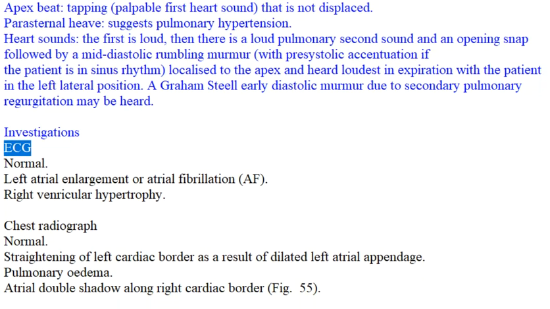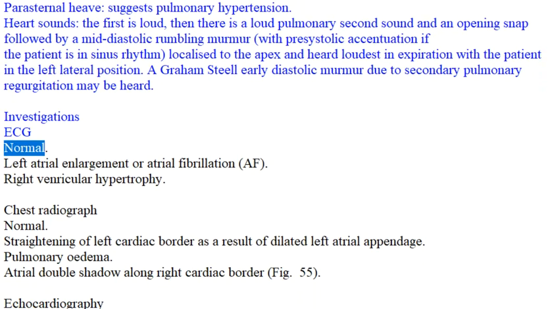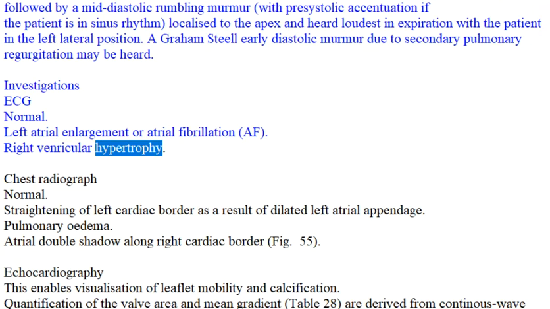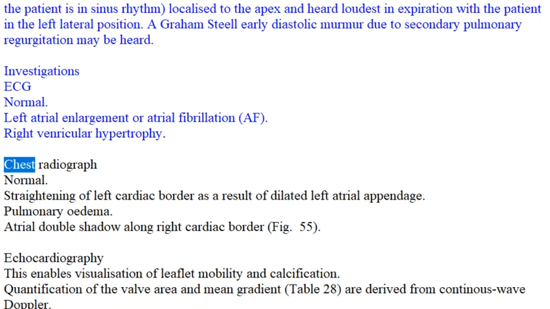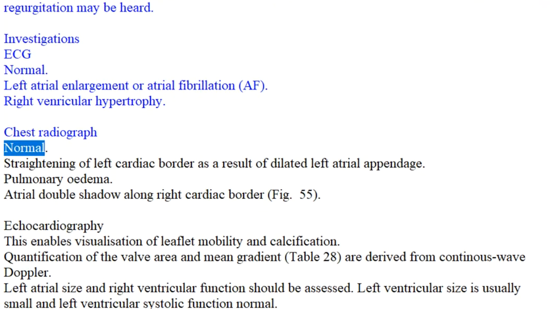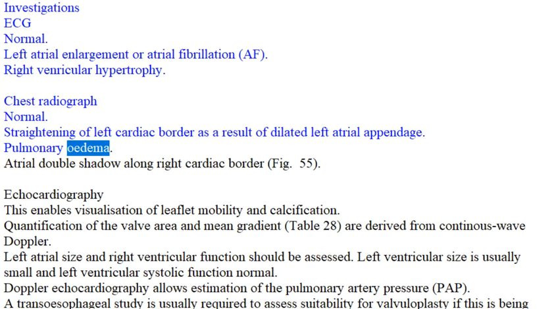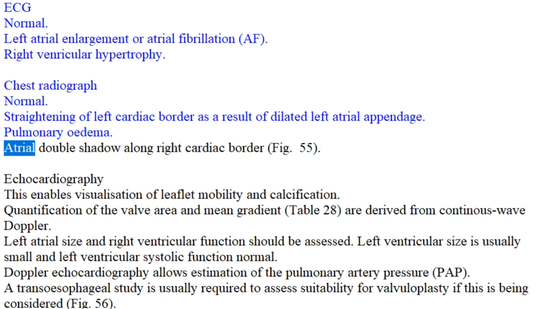Investigations. ECG. Normal. Left atrial enlargement or atrial fibrillation, AF. Right ventricular hypertrophy. Chest radiograph. Normal. Straightening of left cardiac border as a result of dilated left atrial appendage. Pulmonary edema. Atrial double shadow along right cardiac border, Fig. 55.